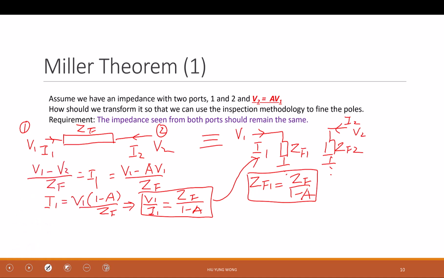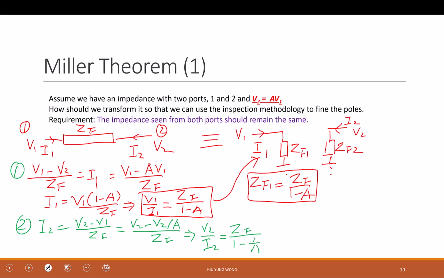Now, then someone says, how about for CF2? Right. So let's try that. Maybe I just put I2 in the front will be better. I2 by Ohm's law again is V2 minus V1 divided by CF. But what is V1 in terms of V2? It is V2 divided by A, right? And you just use the same thing, you will get V2 divided by I2 equals ZF divided by 1 minus 1 over A instead of 1 minus A. And because of this, all I need to do is just set CF2 equals CF over 1 minus 1 over A.